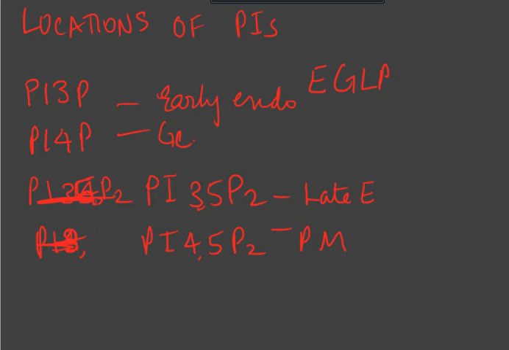So we'll just go over this one more time. My mnemonic was "excellent girl lipstick pudding." E is for early endosomes, G is for Golgi complex, L is for late endosomes, and P is for plasma membrane. And then I just put them in order.